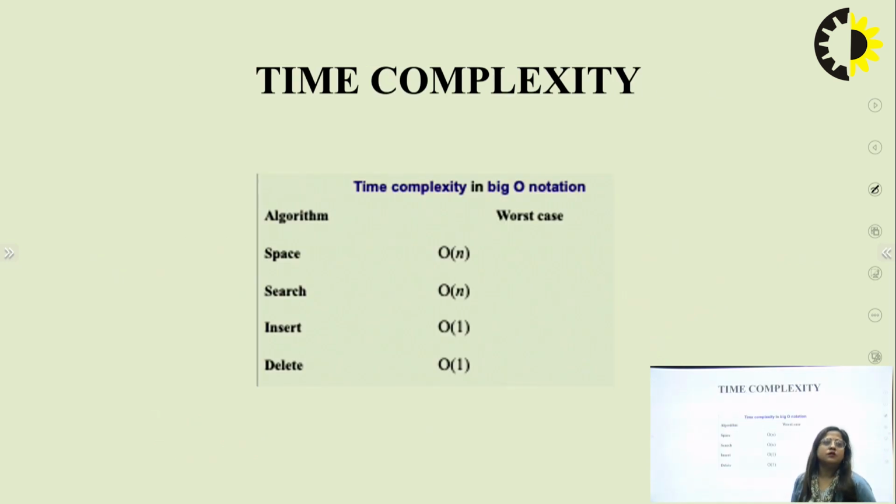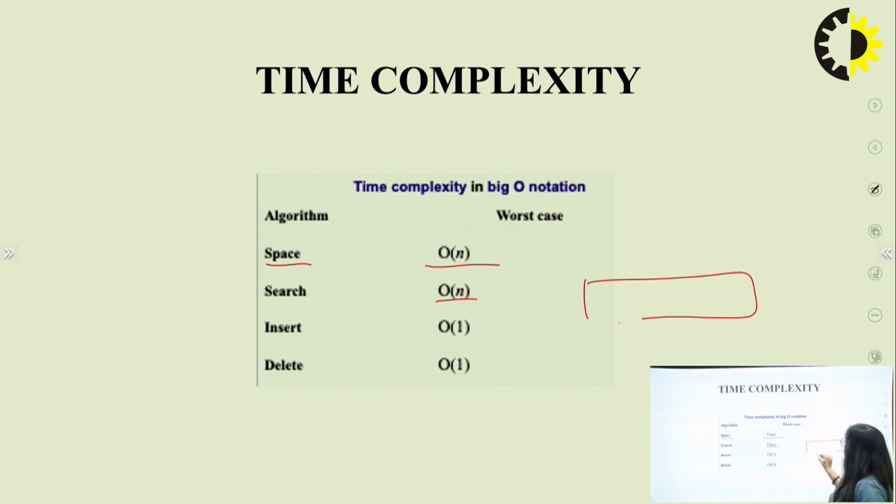Now we come to time complexity. Time complexity is expressed in big O notation, according to space, searching, insert and delete. According to space, the time complexity is order of n, the number of elements already inserted in your queue. Searching is also order of n. In the best case you find your number at the first position, but your number may be at the end, or otherwise not present in your queue.